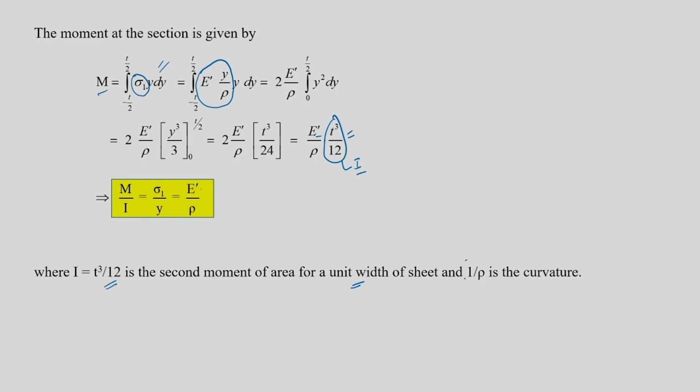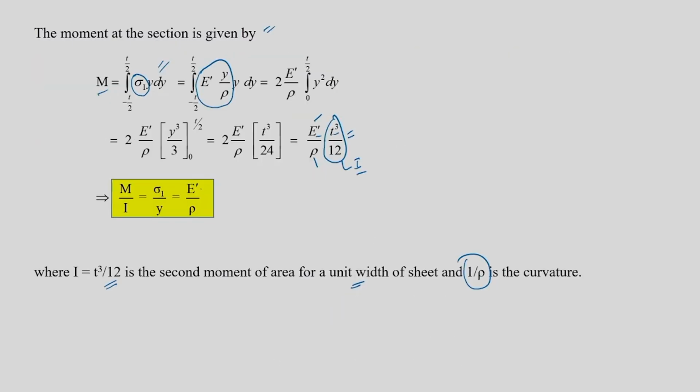And 1 by rho we call the radius of curvature. We need to note down that 1 by rho is the curvature here. So M by I is equal to sigma 1 by y is equal to E dash by rho is the equation that we get, and the moment for this particular case is given by E dash by rho into T cube by 12. E dash can be evaluated from E and nu, and rho is given, T is given, the sheet thickness is given, then you can get the moment for that particular bending operation.